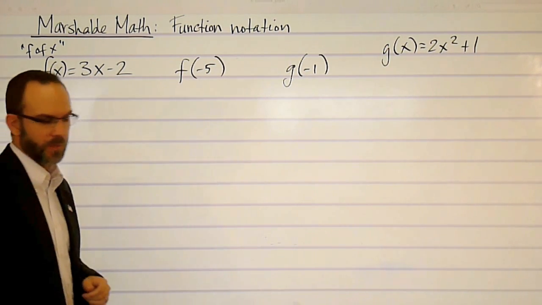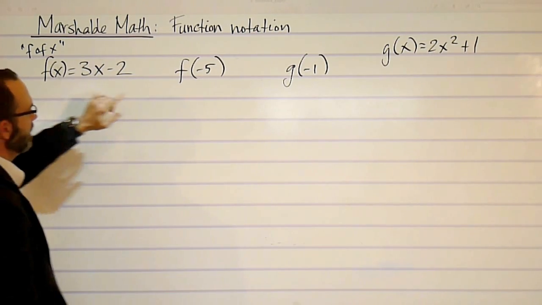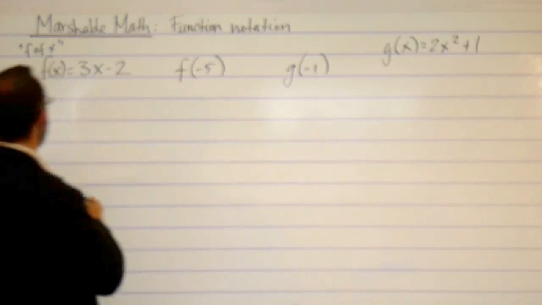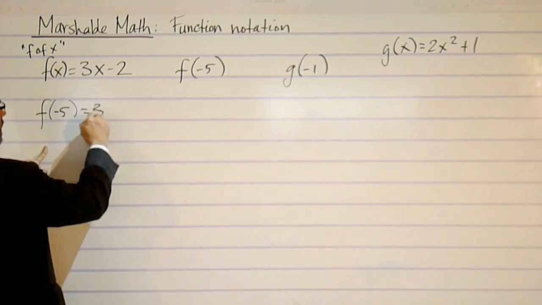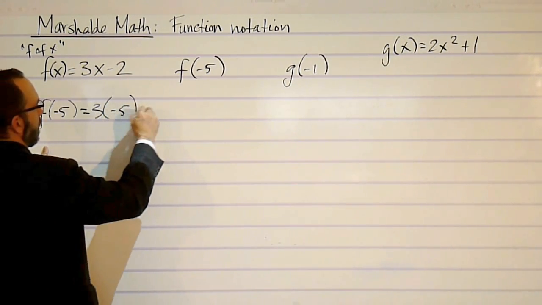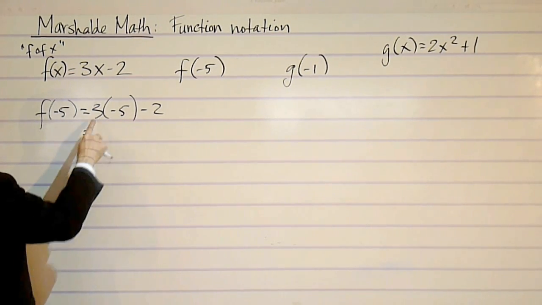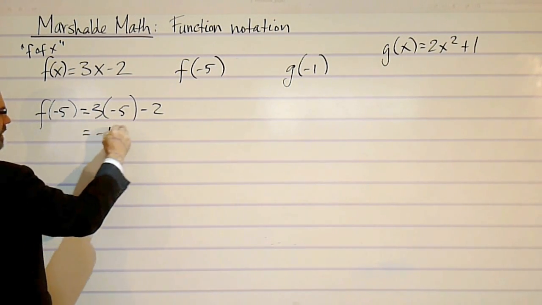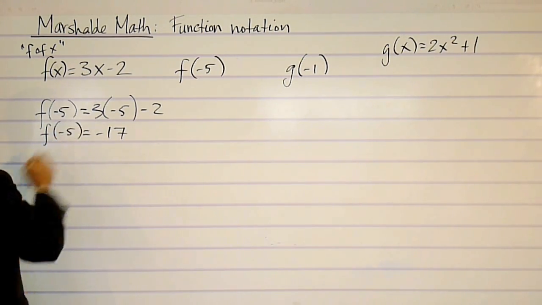Okay, what have you got? All right, so if I'm looking at f of negative 5, I'm going to come over here to this one. And I'm going to say f of negative 5 is equal to 3 times negative 5 minus 2. And I'm just going to simplify the right-hand side. So that's equal to negative 15 minus 2. Is that negative 17? I think so. So that is the value of f at negative 5.